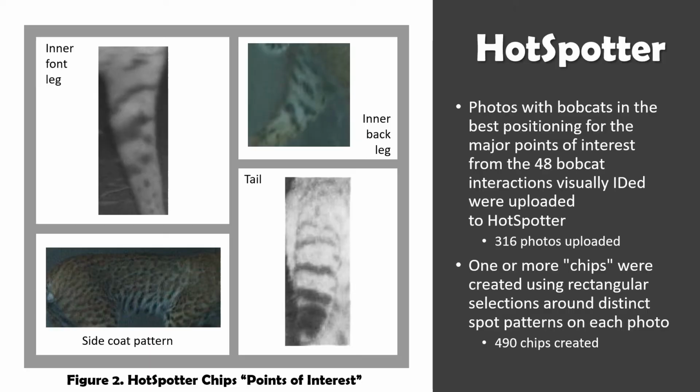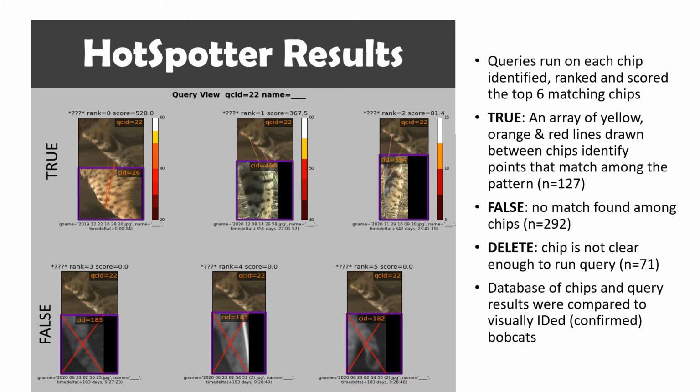316 photos from the 48 bobcat interactions that were visually ID'd were then uploaded to HotSpotter. Chips were created using rectangular selections around distinct spot patterns on each photo, creating 490 chips. HotSpotter results: queries run on each chip identified, ranked, and scored the top 6 matching chips.